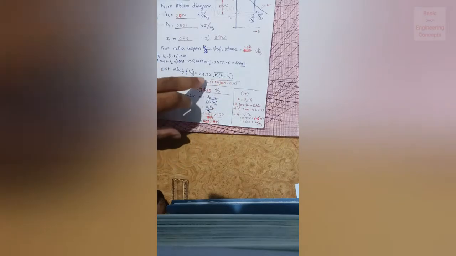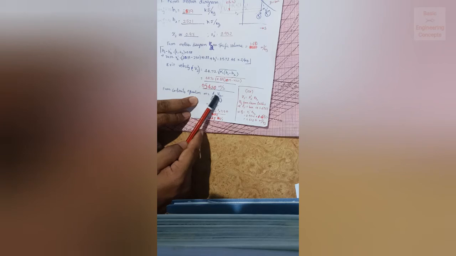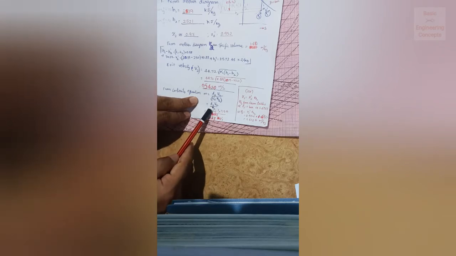Now exit velocity v2 is 44.72 into square root of K times h1 minus h2. If you substitute this, you will get the value of v2, the exit velocity. From the continuity equation, m is equal to a2 v2 by x2 dash vg2. So what is our question? Our question is to calculate the mass of the steam discharged when the exit area is 180 mm square.